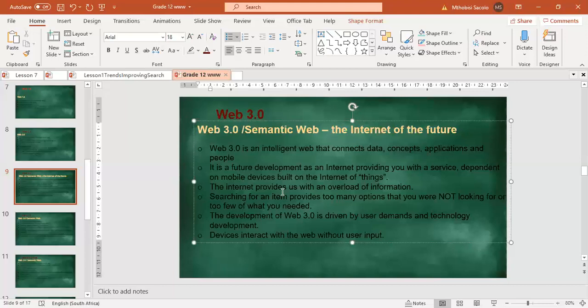The internet provides us with an overload of information.